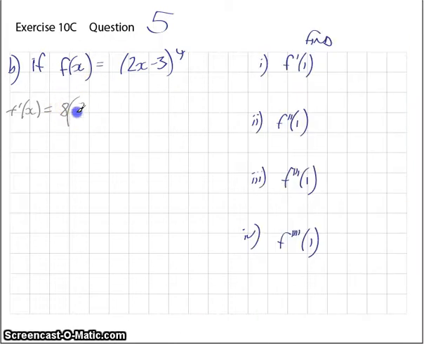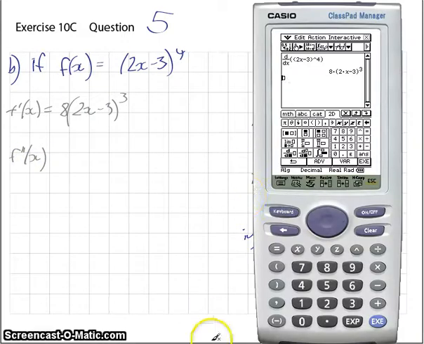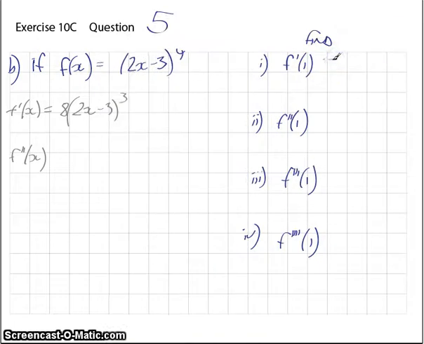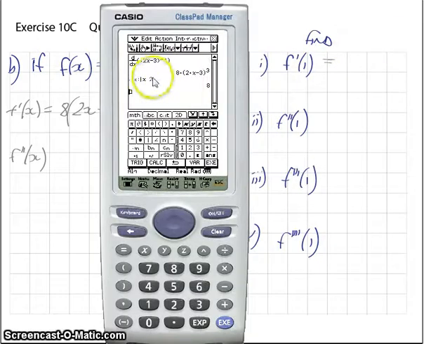2x minus 3 cubed. And then before I move on, I'm going to evaluate that at the point where x equals 2, because I need to know that answer anyway. So that is 2. We want where x equals 1 for this question. So it's minus 8.